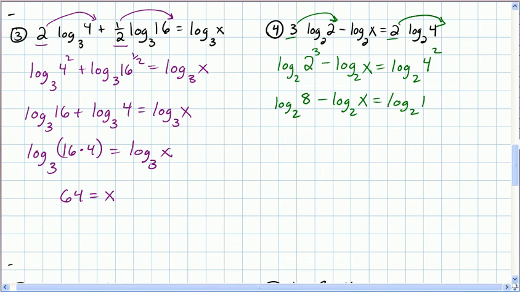And when we are subtracting common logs, that turns into dividing if we can combine them. So it would be 8 over x will equal 16. We are then going to get 8 over 16 should equal x. So x will equal 1/2.